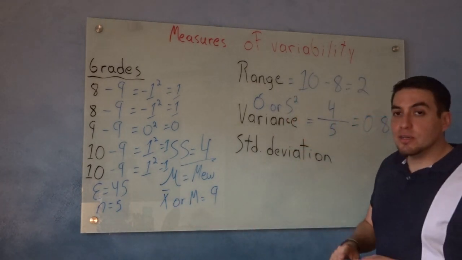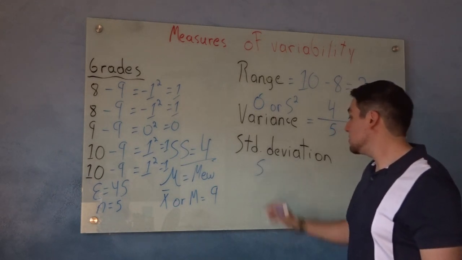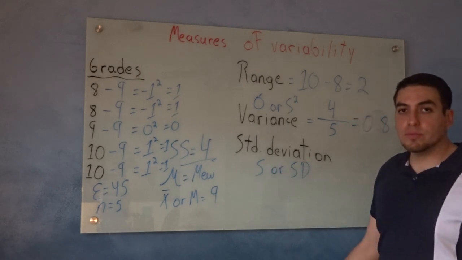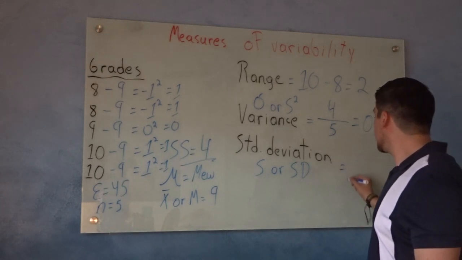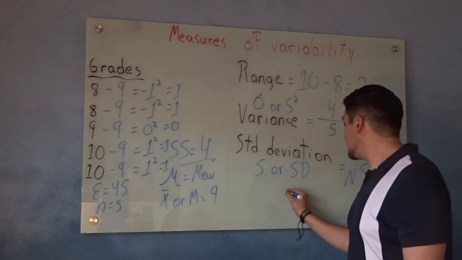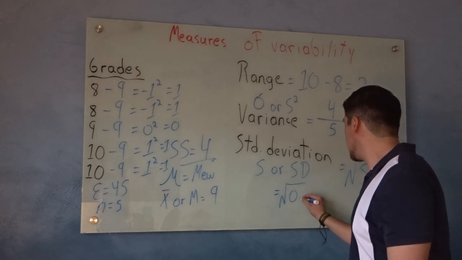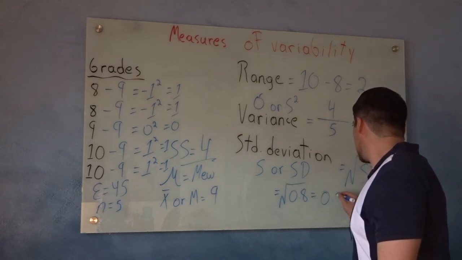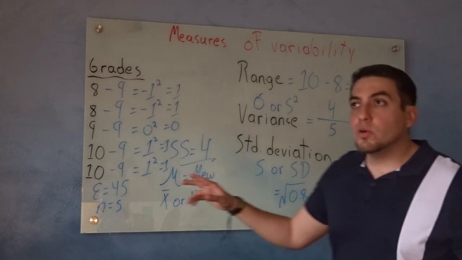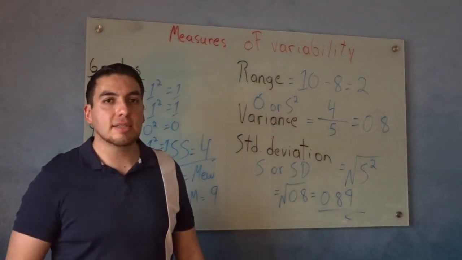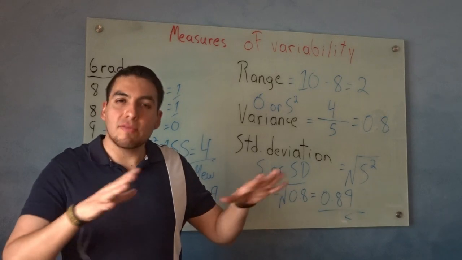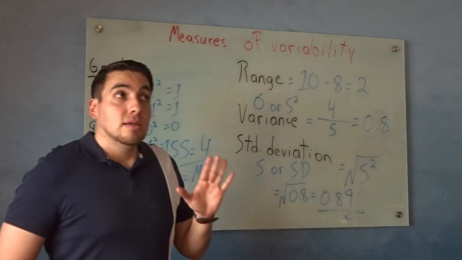The standard deviation could be a symbol of either S, just one S, or SD. Cool? The standard deviation is super simple. It's just a matter of taking the square root of the variance, in this case specifically. We're trying to summarize this and bring it down to 2 decimals, at least in this class. Although some professors will say you should bring it to 3 decimals and so on. For class purposes here, 2 or 3 decimals is fine, but I'm fine if you leave it at 2 decimals, so 0.89.